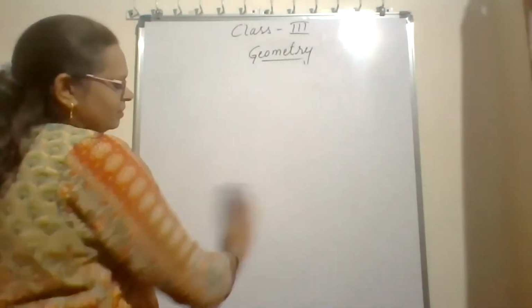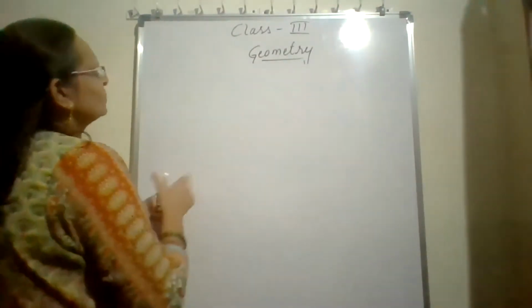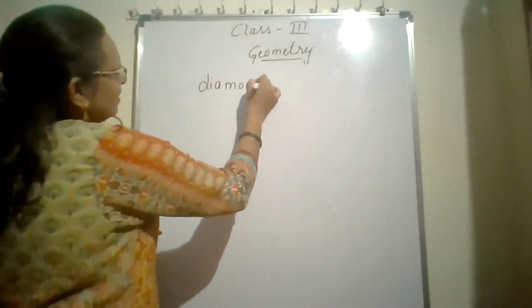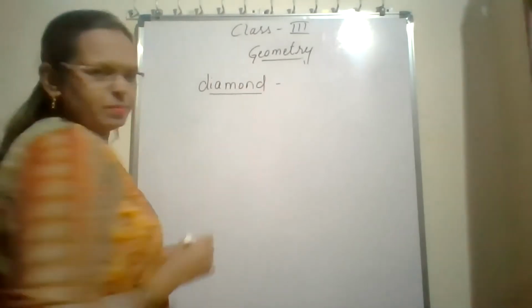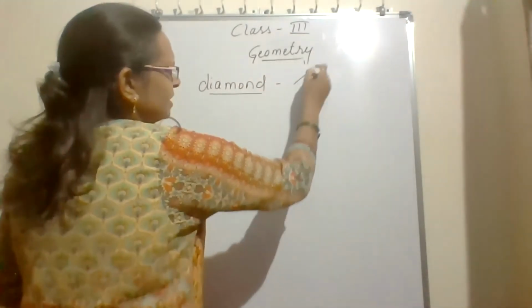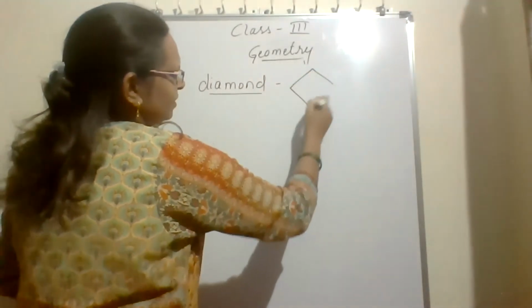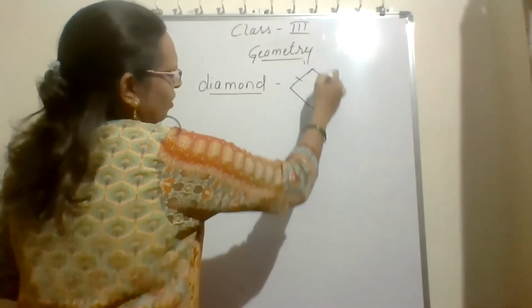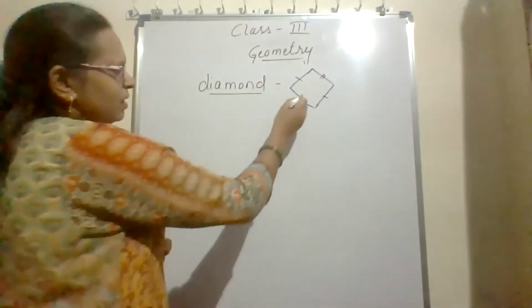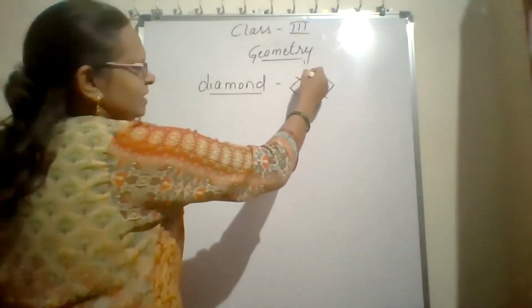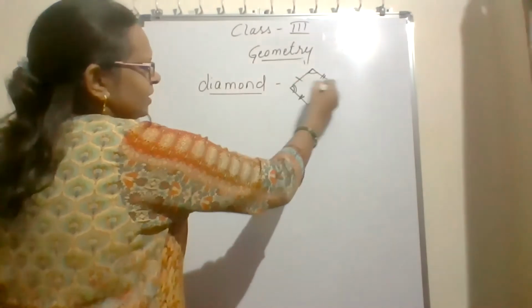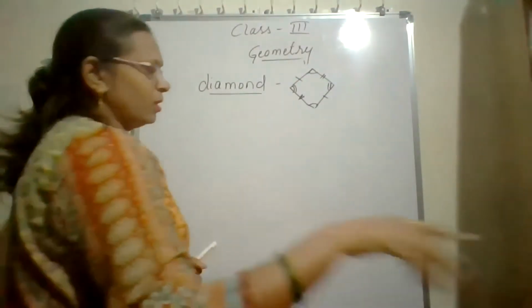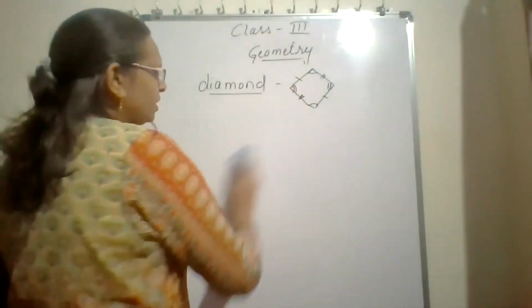Next shape comes diamond. Diamond shape is like a kite, right? Opposite sides are equal and parallel, but these angles are different, right? The angles are not equal. All the angles are not equal.